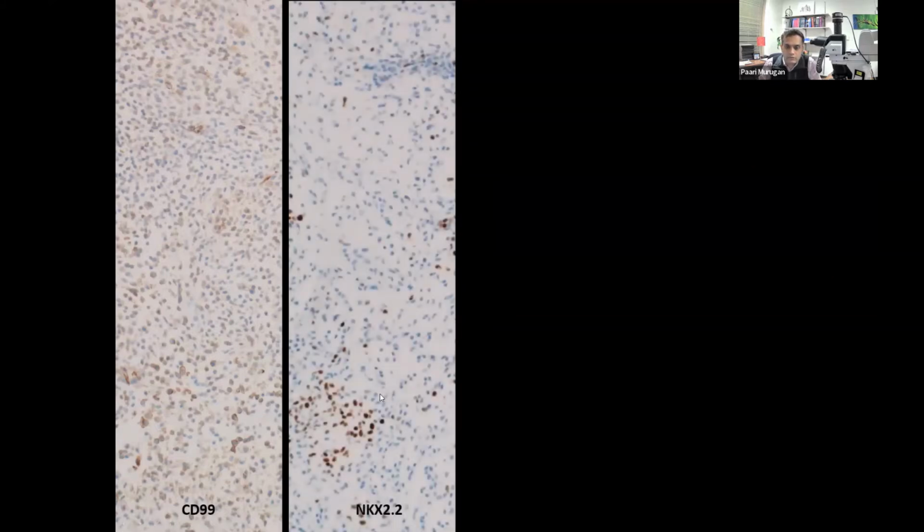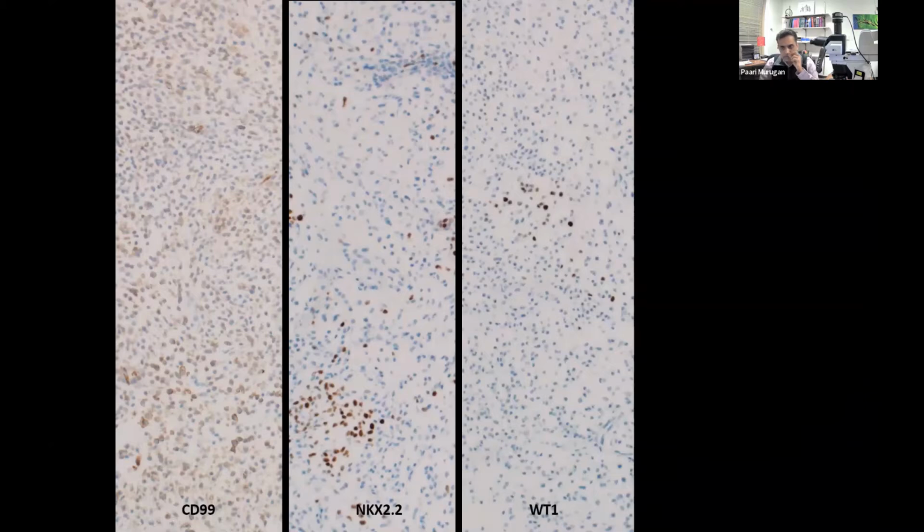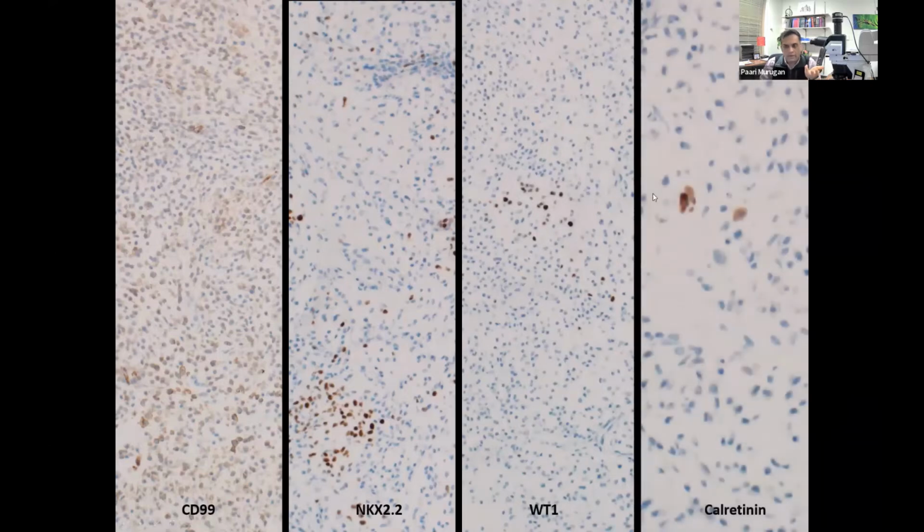And the NKX2.2 is typically negative, as we saw in our case, but some cases of CIC sarcoma can show focal or patchy staining for NKX2.2. And the same is true for WT1. You might get a diffuse staining, or you might see it only in focal areas, and also for calretinin. So in this particular case, this is a different case than what I showed. You can see only a few cells that are positive for calretinin.